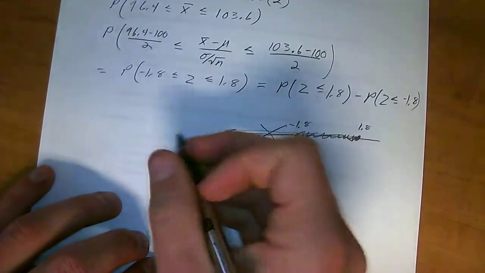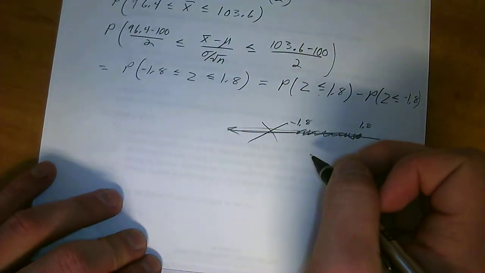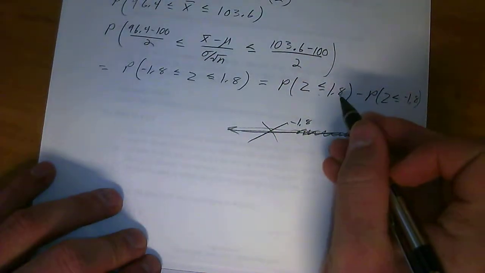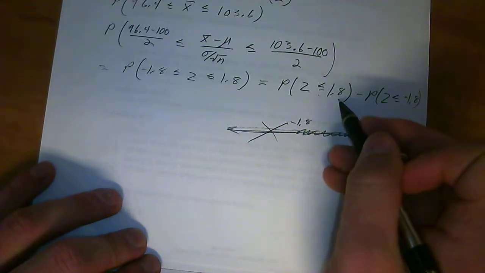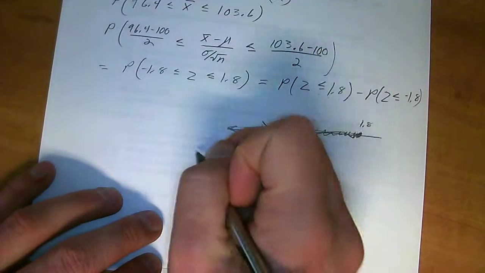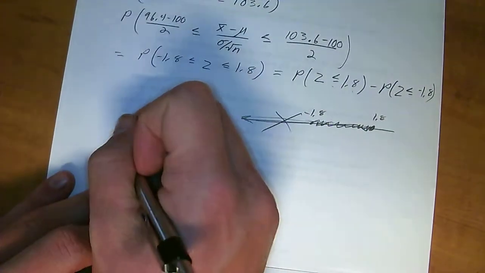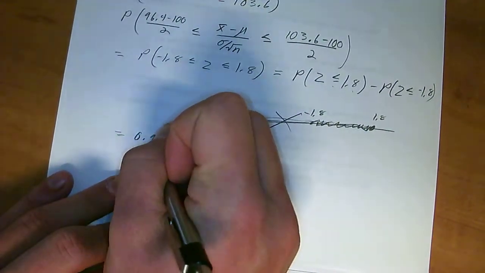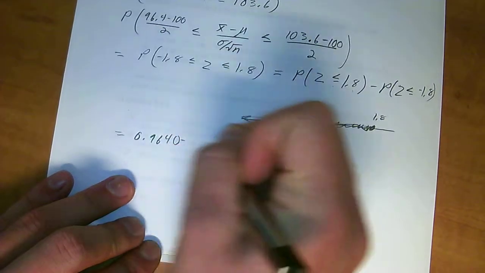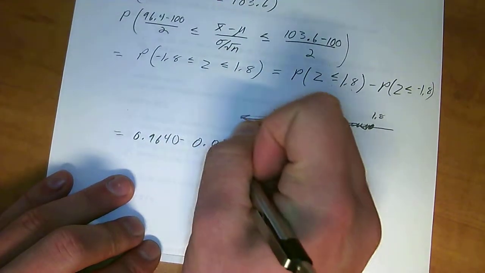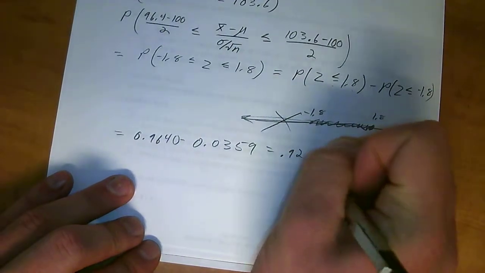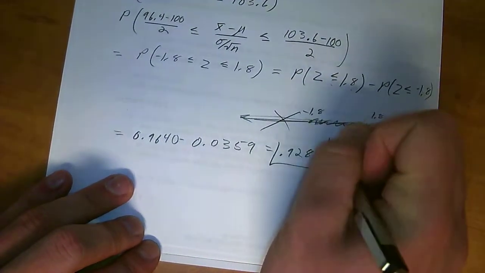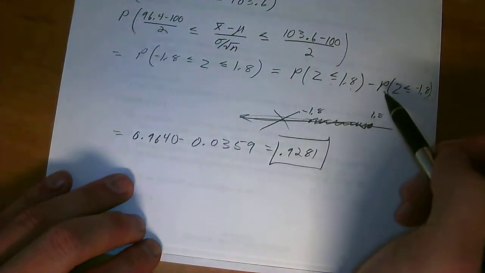Alright. So, solving this out, you've got the z value here, so you go into your tables and find what the z value gives you. You will end up with this equaling 0.9640 minus 0.0359, which is equal to 0.9281. And that's your probability of being within this range.